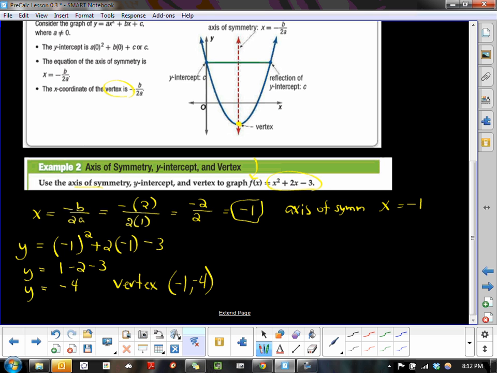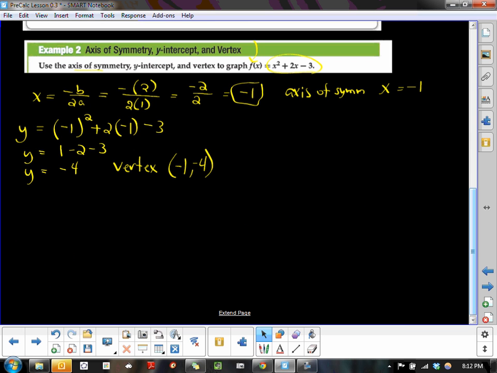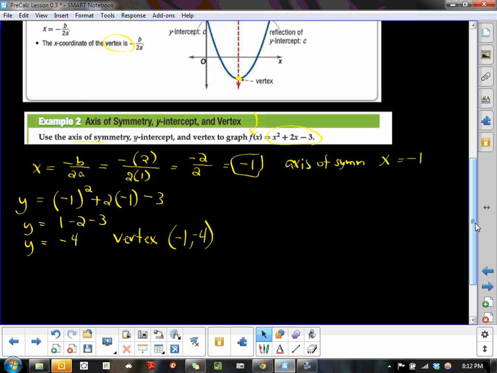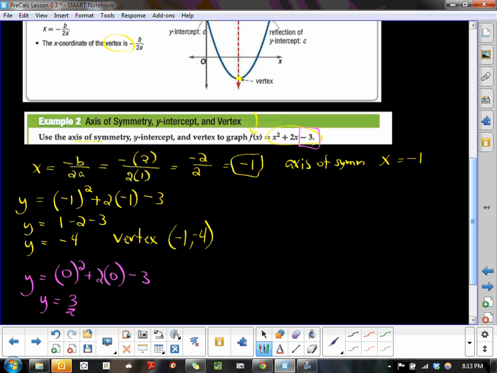There's one more feature that we're going to put on our graph. We've got the axis of symmetry. We have the vertex. The next thing we want to do is quickly find the y-intercept. We could calculate the y-intercept by plugging in 0 for x, so 0 squared plus 2 times 0 minus 3. If you remember our pattern from last year, all we ever need in order to figure out where it crosses the y-axis is to look at the constant. The constant is -3, so our y-intercept is at -3.